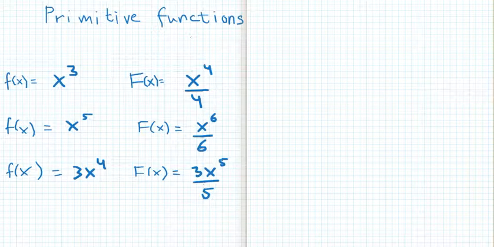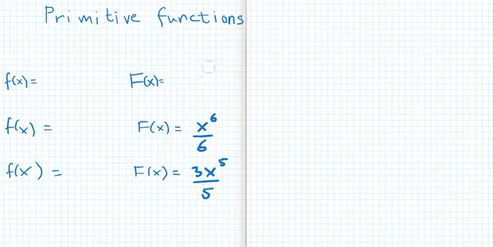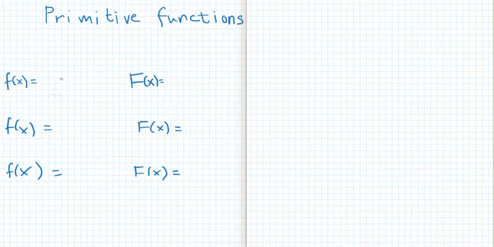Okay, let's try a couple more exercises. So the formula always works with these types of functions. So let's have a look at a couple more examples. For example, 2x to the power 3. The primitive of 2x cubed is going to be 2x, I increase the 3 by 1, so it's going to be 4, and then divide by 4.